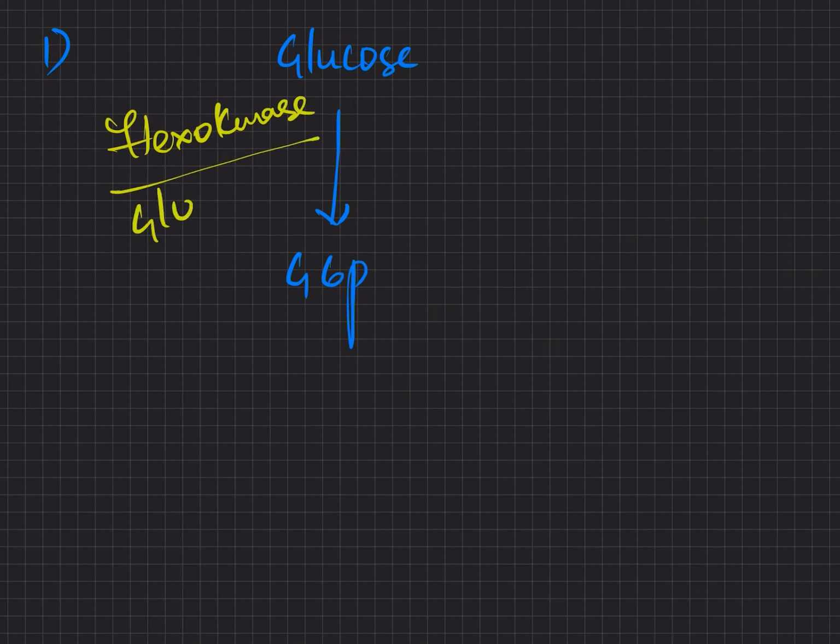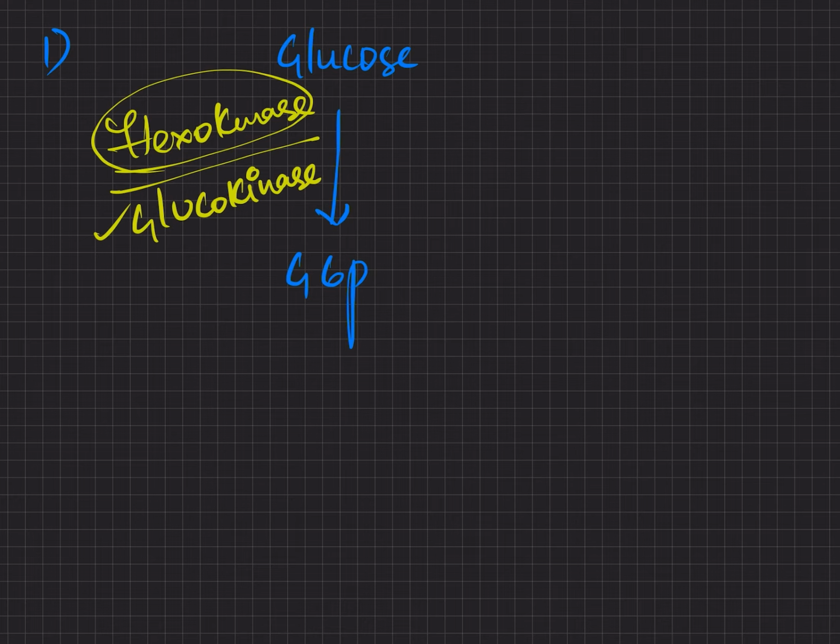glucose, when it enters any cell, is first phosphorylated into glucose 6 phosphate. This reaction is catalyzed by the enzymes hexokinase or glucokinase. Hexokinase is present in almost every cell, but glucokinase is mostly confined to the liver. Both of them perform the same function, converting glucose to glucose 6 phosphate.